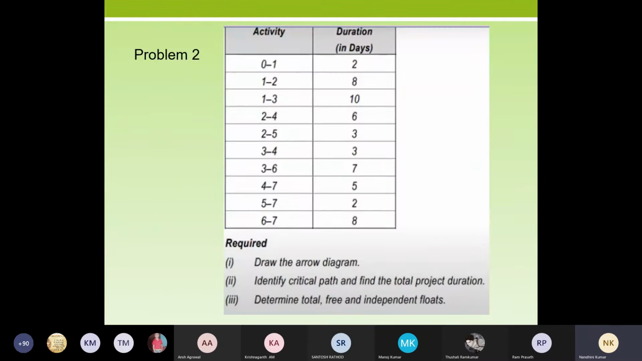This is the problem that we started with the previous day. The additional parameter they are asking here is the independent float. For that, first I wanted you to know what total float, free float, and independent float are. That's the reason we started with our previous problem. We completed total float and free float. Now we'll be calculating the independent float in this problem.